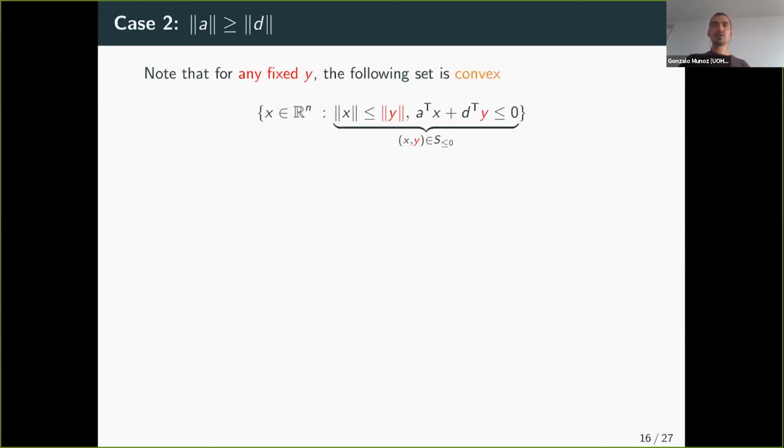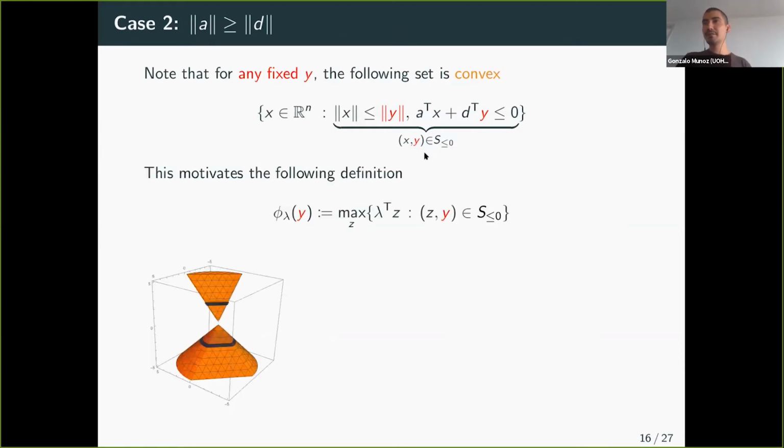And what we did is the following. We noted that for any fixed y, the set that we have is convex. Okay, once you fix this, it's a slice of the set, and it's a convex slice of the set. So what we did is define the following function.